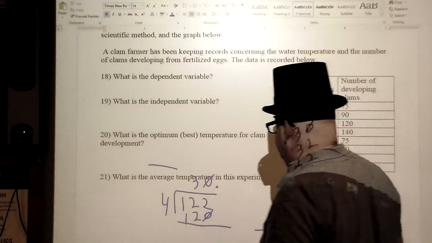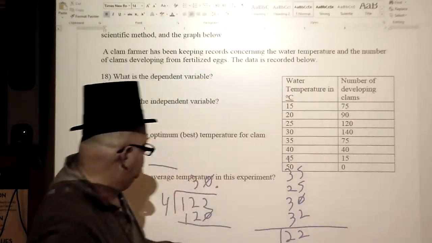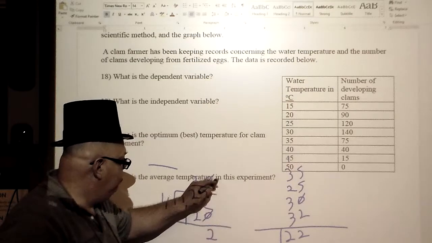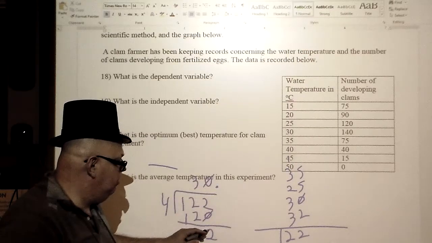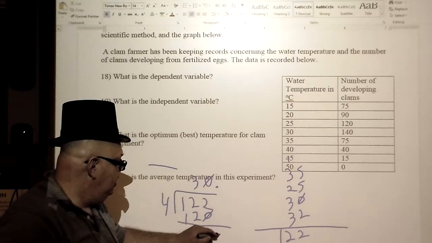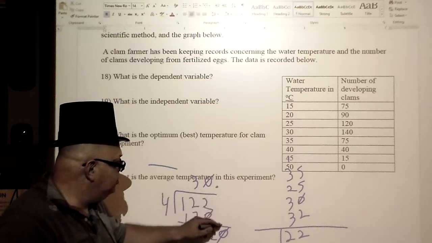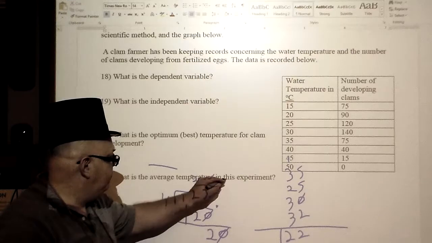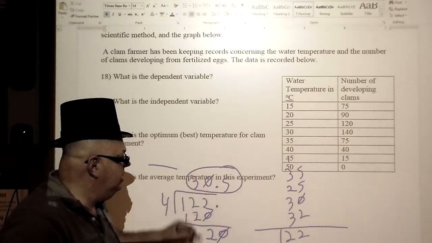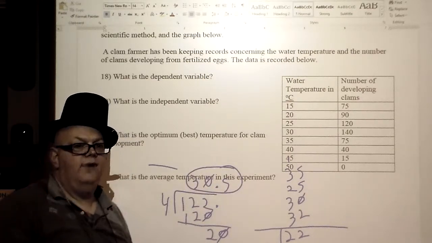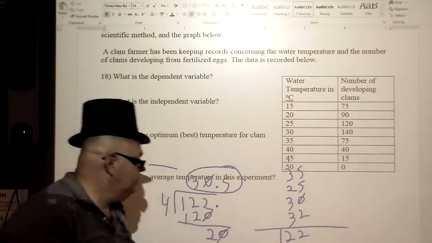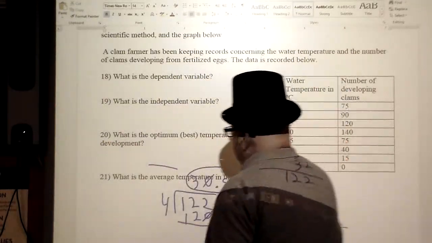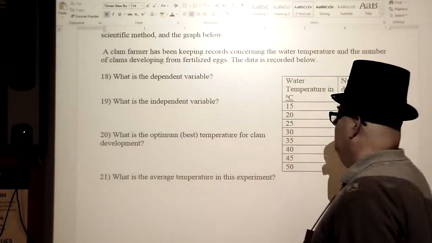So now, this is what we have, right? And then we'll bring this down here, and we'll bring this down. So you know this is going to be a 0, right? Because it won't fit into there, but this 20 will, because we'll bring that in. Because we know that's going to be a decimal, right? So that's 4 times 5 is 20. So our average, ladies and gentlemen, is 30.5. That's how you take an average of something. Okay? That's how you take the average of something.